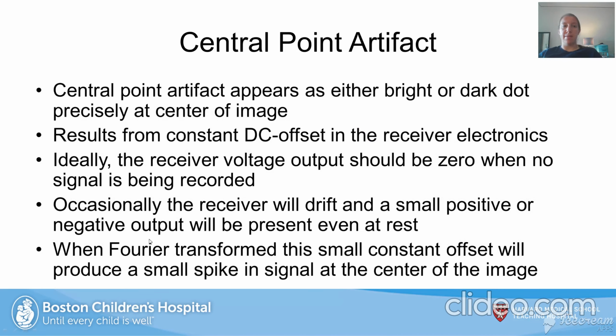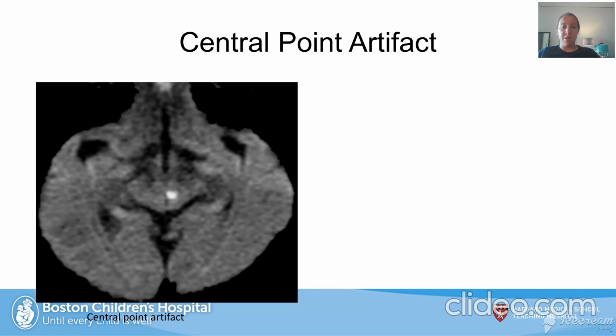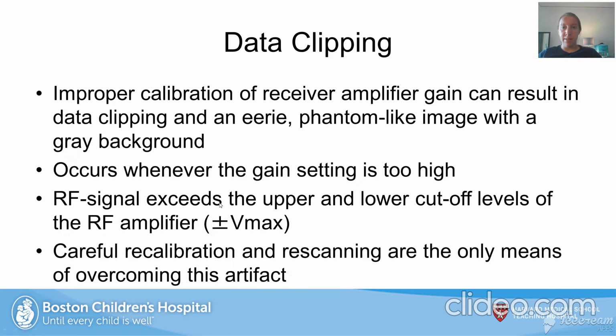Then you have the central point artifact. The central point artifact appears as either a bright or dark dot that's precisely at the center of the image, and it results from a constant DC offset in the receiver electronics. Ideally the receiver voltage output should be 0 when no signal is being recorded, but occasionally the receiver will drift and a small positive or negative output will be present even at rest. So when a Fourier transform is done, this small constant offset will produce a small spike in the signal at the center of the image. In this image here, you can see exactly where that is, the central point artifact.